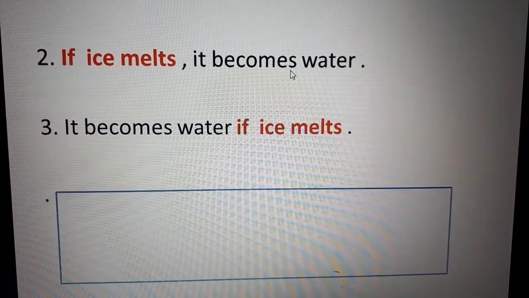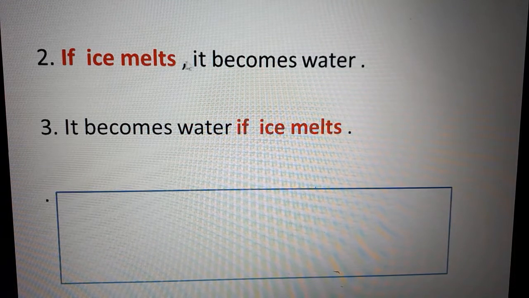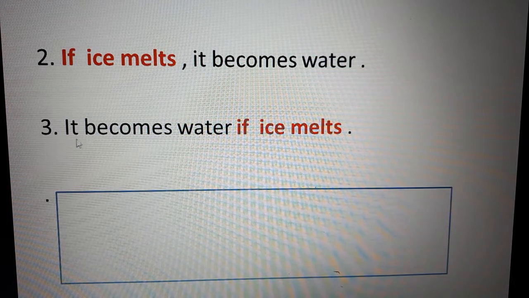Sentence number 3, it becomes water if ice melts. What happened for sentence number 2? We exchange the position of the parts, we changed the positions of the parts for the if clause. Now this is the if clause, do you see? And this is the main clause. So we made a change. If clause, this is the if clause. Main clause, this is the main clause. In the second sentence, we start with the main clause and finish with the if clause.